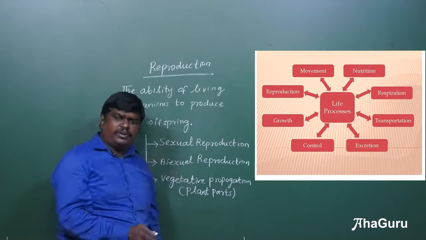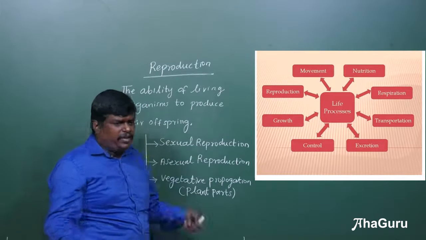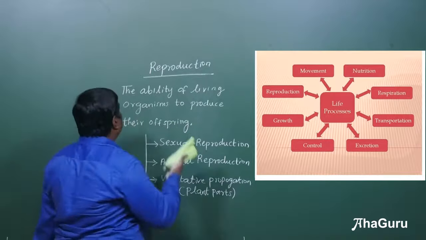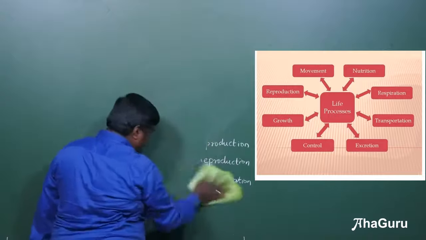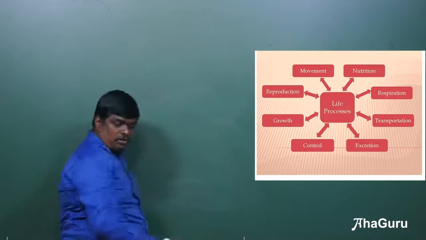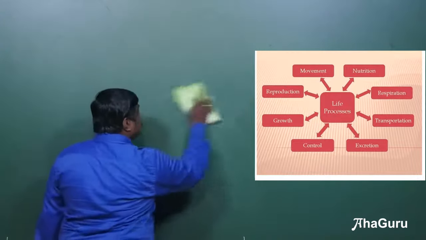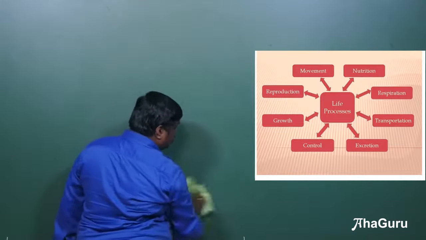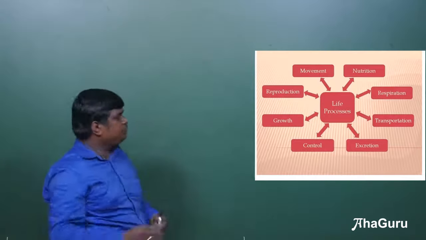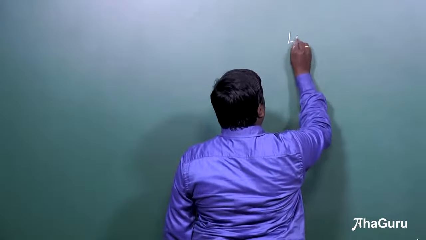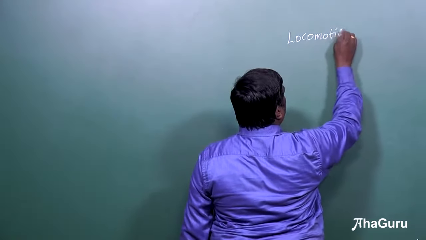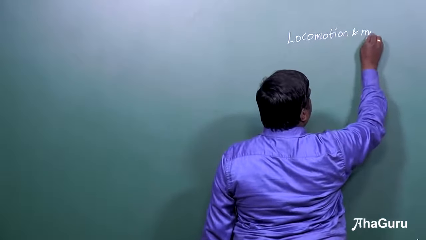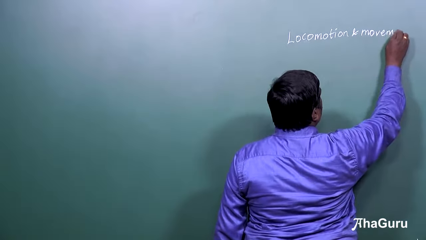This is also a very important life process. Finally, movement. Movement is also another important life process. So what is movement all about? Movement is also called locomotion. Locomotion and movement.